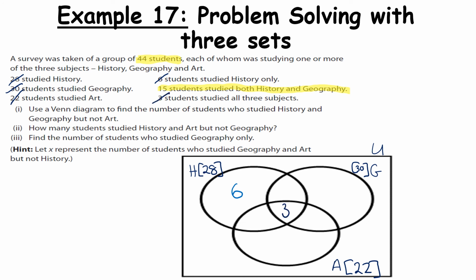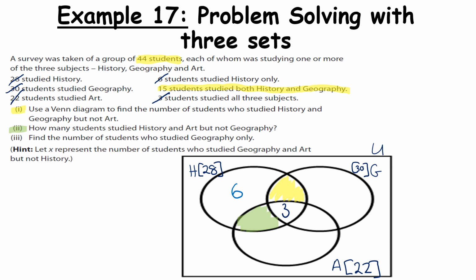Okay, so we've used that. So there's 2 pieces of information we haven't used. So use a Venn diagram to find the number of students who studied history and geography, but not art. So actually, they want us to figure this part here. History, geography, but not art. How many students studied history and art, but not geography? So that's the second part. They want us to find this piece here. Okay, I should start color coding these. So that's the answer to part I.